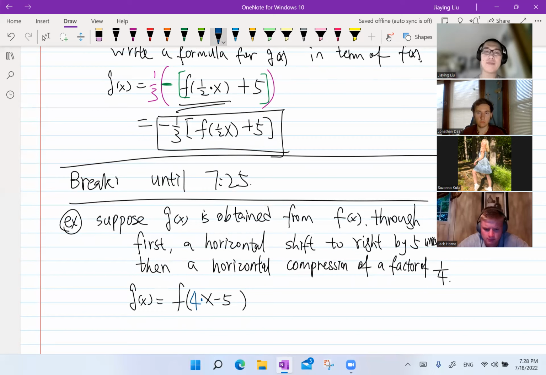But then you have to make sure that the order is correct, that we have a shift first and then a compression, which involves the opposite of order of operations. Normally it says we're going to multiply by 4 and then subtract 5. But here we have to do the opposite. We're going to subtract 5 first and then multiply by 4, which is correct, right? We subtract 5, that gives us a horizontal shift. And then we do the horizontal compression, which is multiply by 4. So that's a correct way to put it.